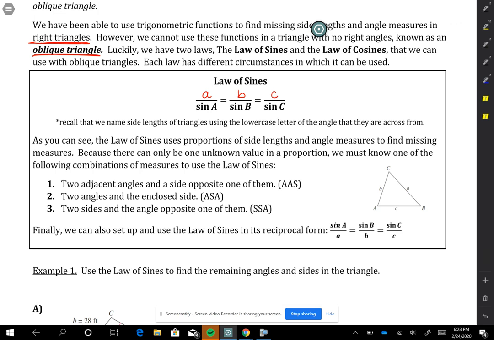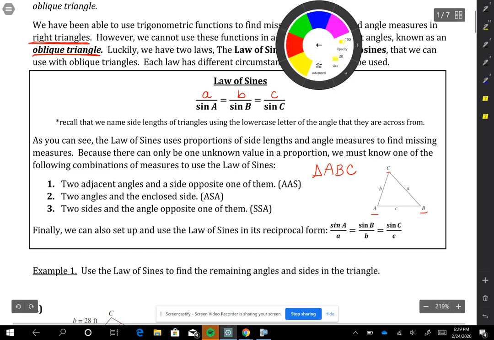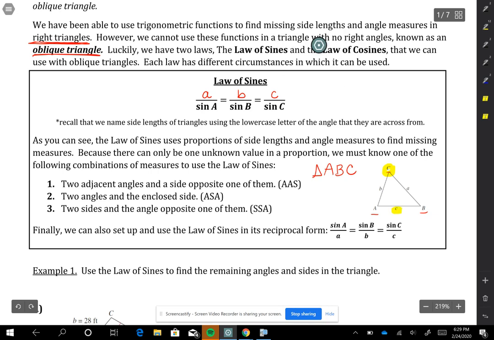It is important to note that if we name a triangle ABC, remember we name triangles based on their angles, that the sides opposite the angles have the same letter, they are just lowercase. So of course, across from angle C, we have lowercase side c, and you can look around the triangle there. So please be cautious that you are using appropriate lowercase or uppercase letters.